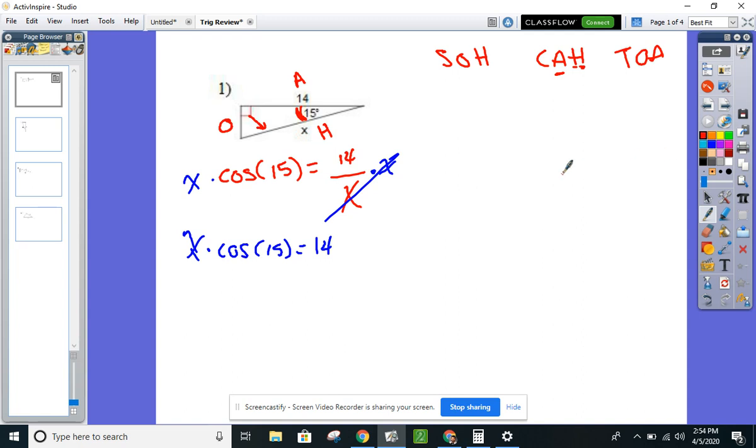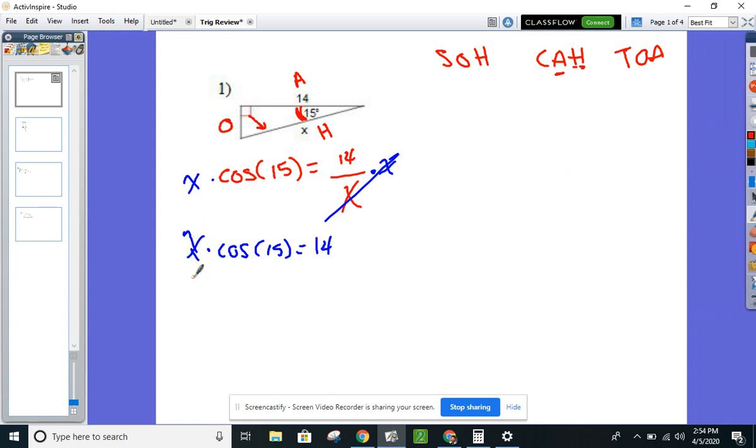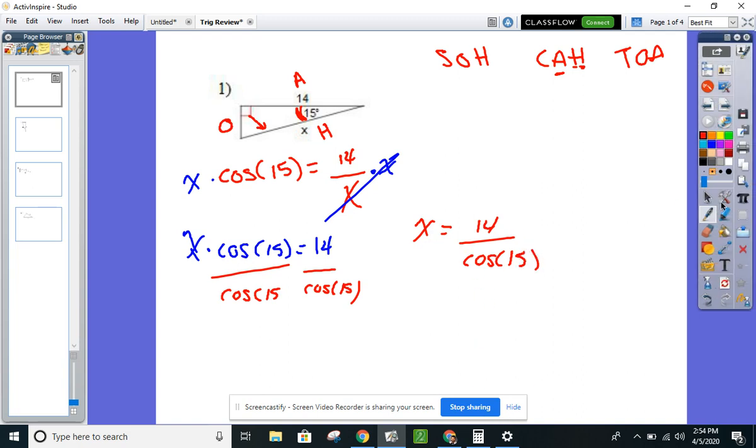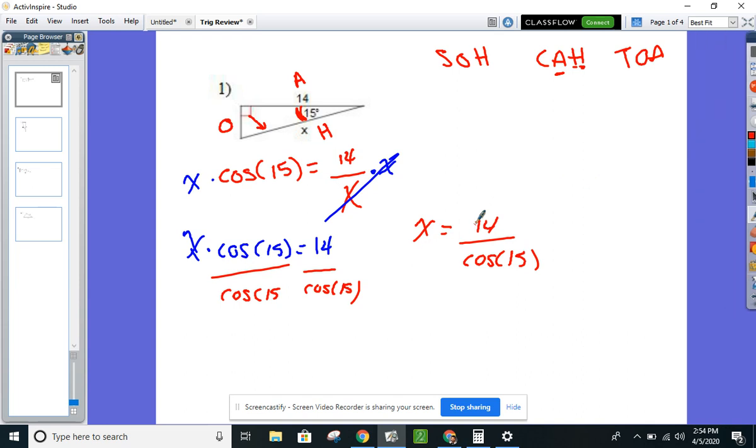We have to now get x by itself. So we're going to divide both sides by cosine of 15. So we're left with x equals 14 divided by cosine of 15. Now, let's look at that. In your calculator, if you have an actual calculator, you should plug it in just like that: 14 divided by cosine of 15.